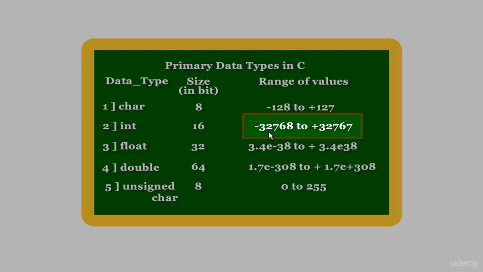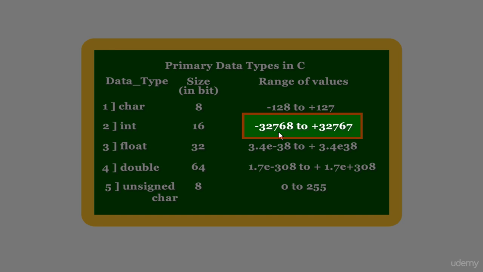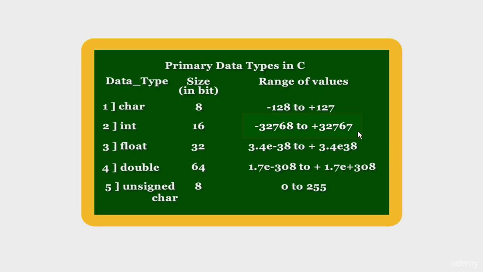And the range of integer is minus 32,768 to plus 32,767. It is the range of the integer data type, and you can store values in the integer data type in between these ranges. The float has a size of 32 bits or 4 bytes. And the next data type is double. Double and float both are used to store floating point numbers, floating point values. The size of double is 64 bits.